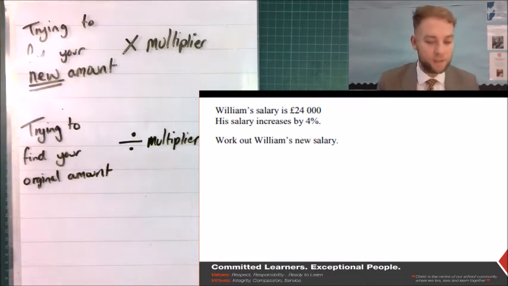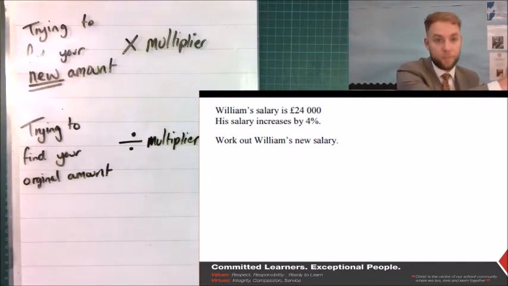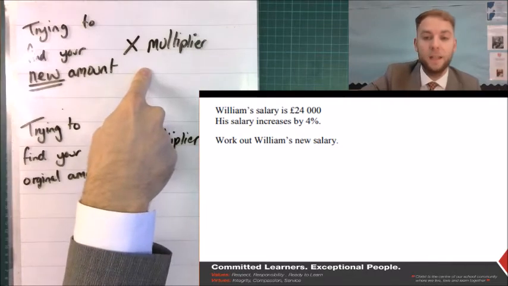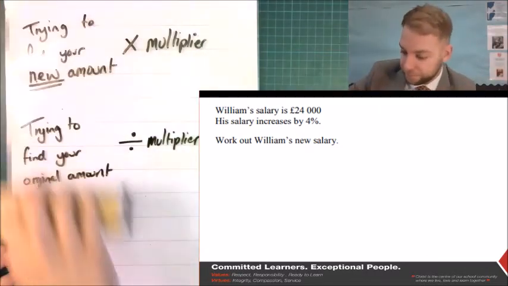Now, I've told you to get those down because you need to be able to differentiate between these questions and say, am I trying to find my new amount or am I trying to find my original amount? If it's the new amount, I multiply by my multiplier. If it's the original amount, I divide by my multiplier.